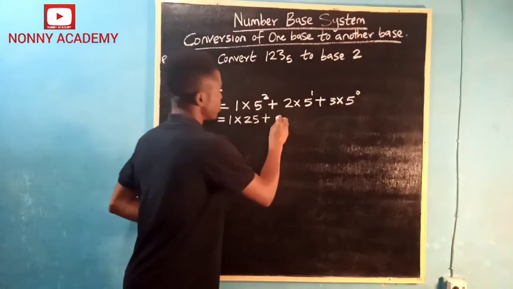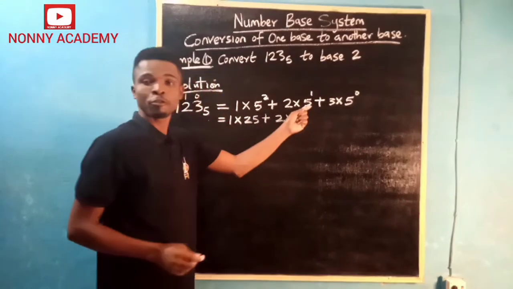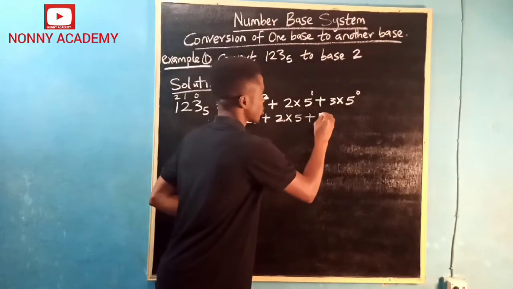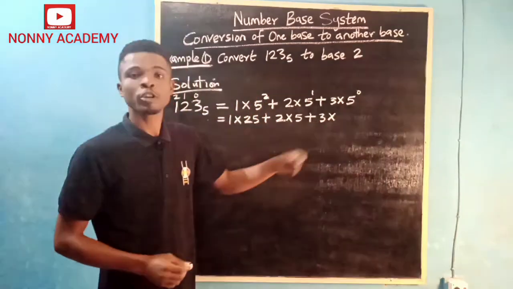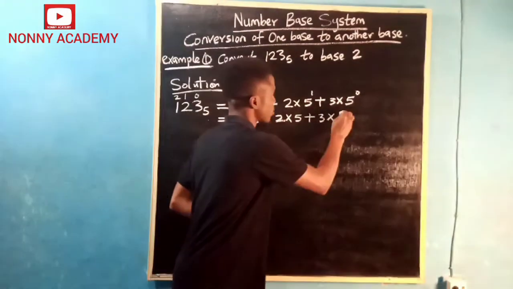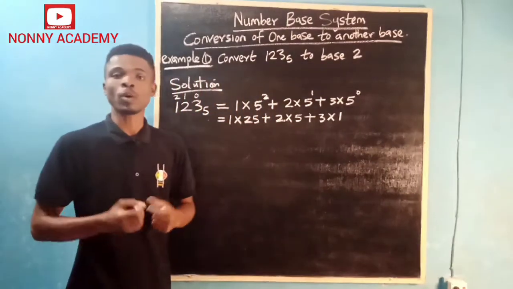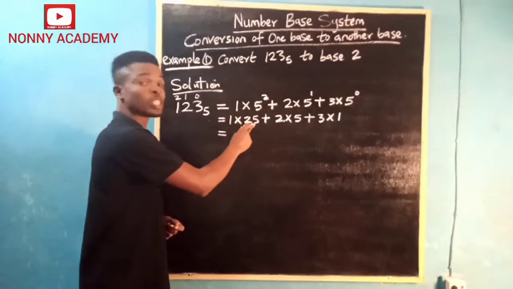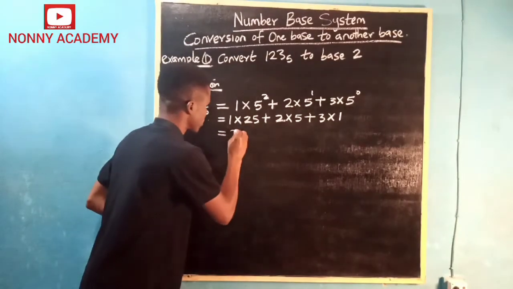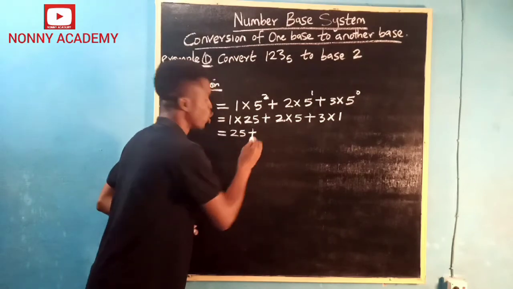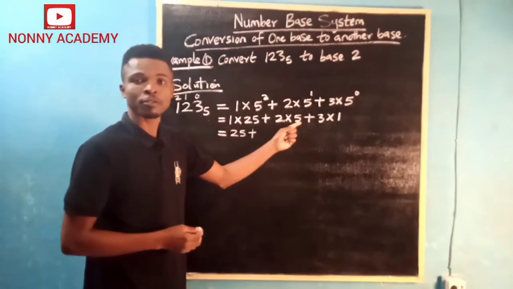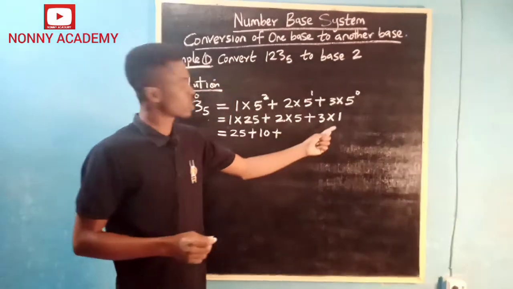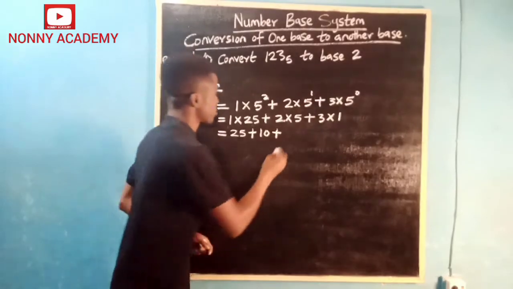Plus 2 times 5 raised to power 1 is 5. Plus 3 times 5 raised to power 0 is 1. In math, any number raised to power 0 is 1. Let's proceed. Equal to 1 times 25 is 25. Plus 2 times 5 is 10. Plus 3 times 1 is 3.